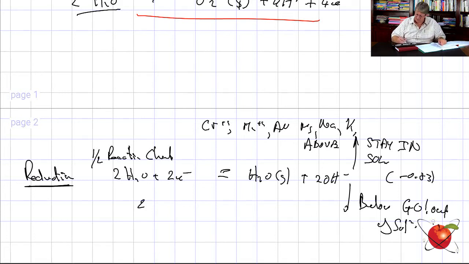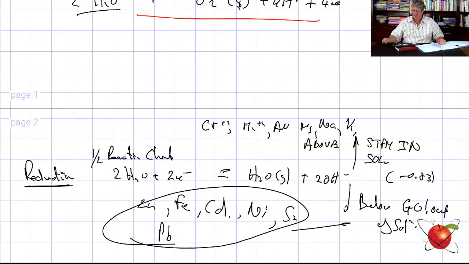What will come out is Zn, chromium, Fe, cadmium, nickel, tin, lead. These will come out because they are underneath. Stop this and go and look at it and say, right, there's my line. The ones above, heck, potassium isn't going to come out as a solid in water. It doesn't happen. What it means is that the water starts to break down first.